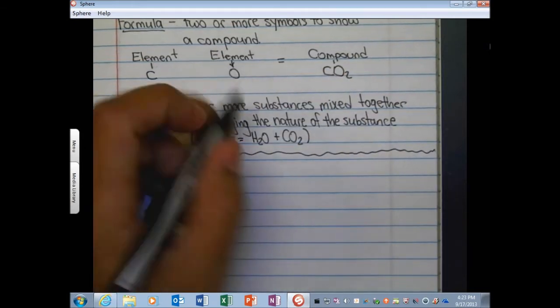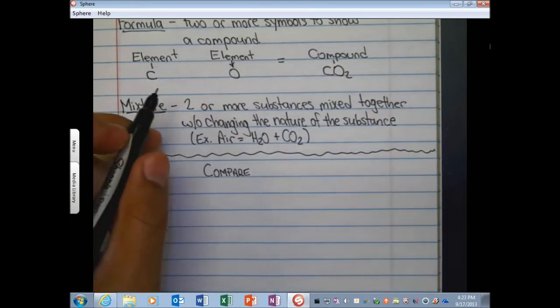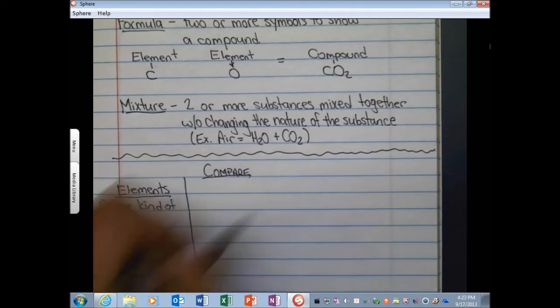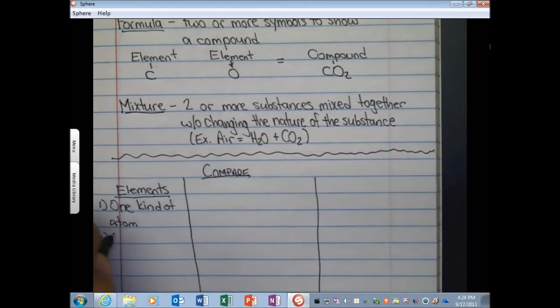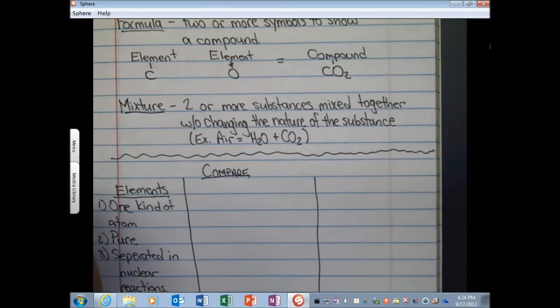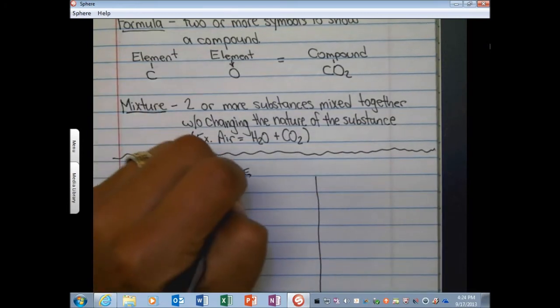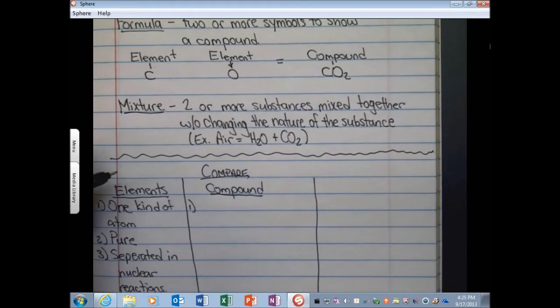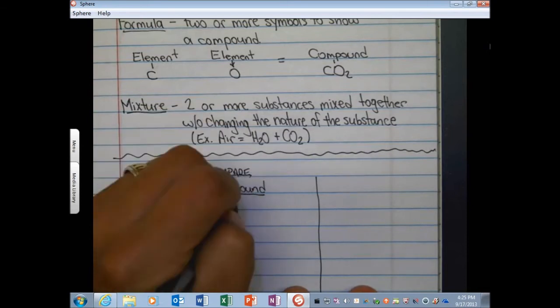So now we're going to go ahead and compare these three different things of elements, compounds, and mixtures. And the first one, we'll do some basic properties of elements. First of all, there's only one kind of atom. You kind of know that as it being a pure substance. And the only way it can be separated is through nuclear reactions. We talk about that when we talk about splitting the nucleus of an atom.